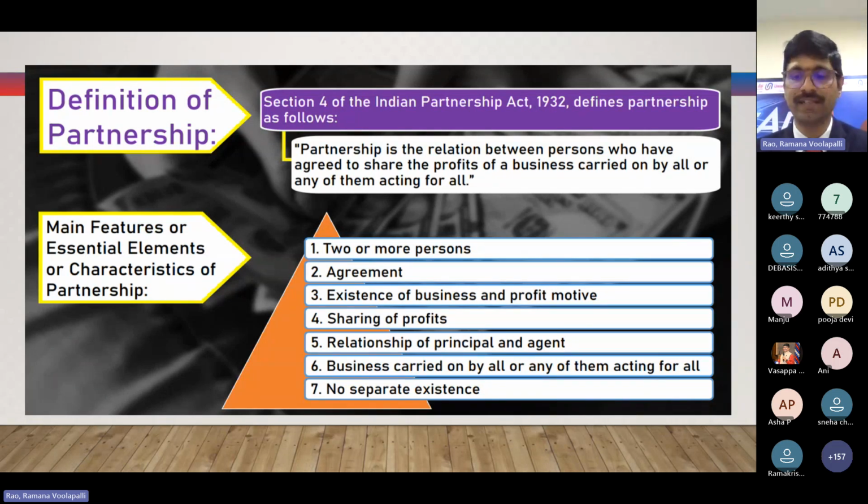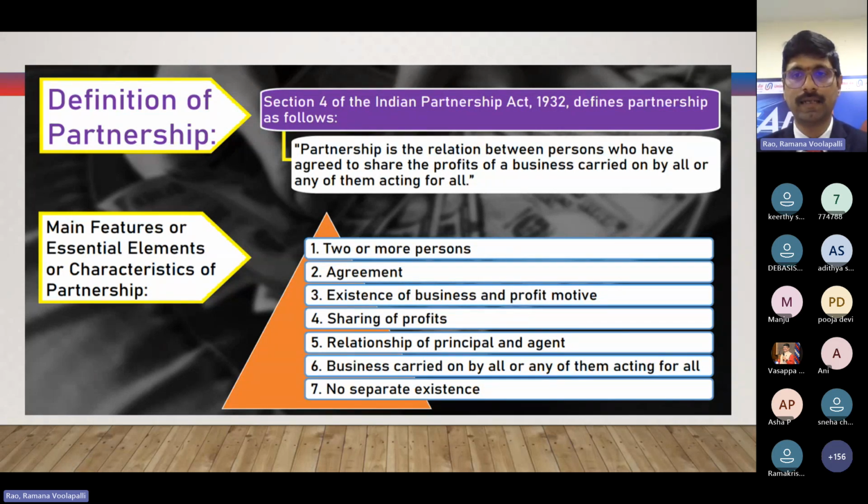How does he act as an agent? Each partner acts as an agent of the partnership and the other partners. This means that any partner can bind the partnership to contract or obligation as long as they are acting within the scope of the partnership business. I repeat, this means that any partner can bind the partnership to contract or obligations as long as they are acting within the scope of the partnership.